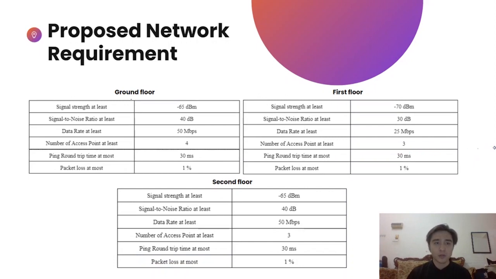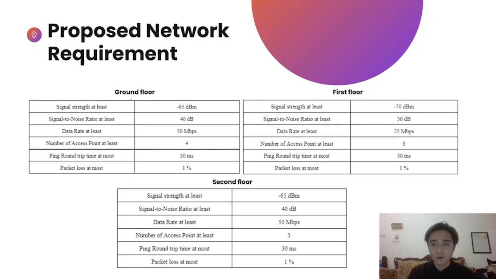This is the proposed network requirement. On the ground floor, there will be 4 access points. The ping round trip at most is 30 ns and the packet loss at most is 1%.